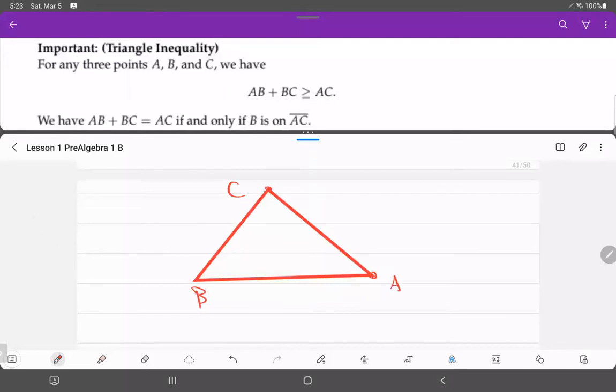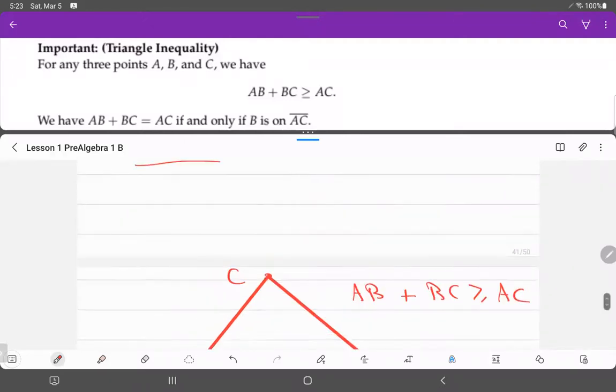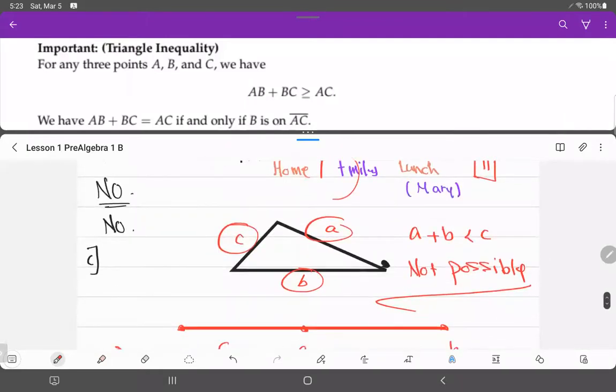So AB plus BC is greater than or equal to the third one. If they are equal, they lie on a straight line. Correct, greater than. It's not possible to be less than AC.